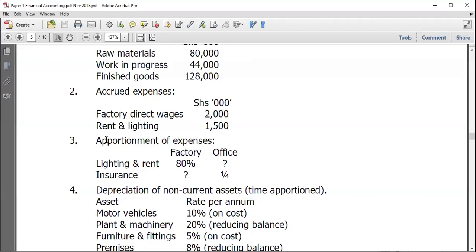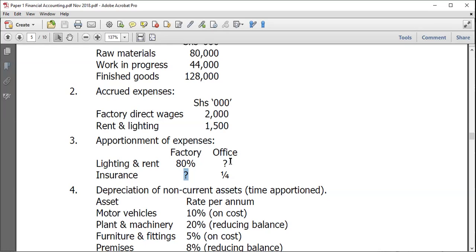The next thing that we are going to do is we are going to apportion now. That 30,100 that we have gotten, which is an addition of this plus what is in the trial balance, has to be distributed. And 80% goes to factory. The reason why the examiner puts this question mark here is just for you to know how to calculate the balance. If this is 80%, this should be 20% for the percentage to get to 100. The same thing with insurance here. If this is a quarter, then this should be 3 out of 4. That is as simple as that, simple mathematics.